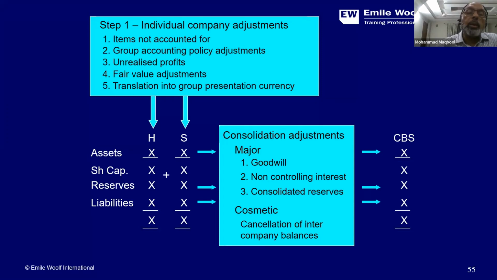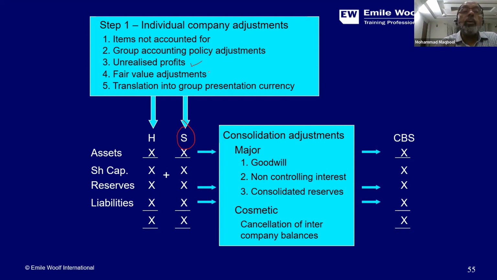You have to adjust the share for the account first, before you start consolidating. Unrealized profit is there, right? So you have to adjust the unrealized profit. You may have to reduce the stock figure and increase the cost of sale figure for that. In this way you make that adjustment in the individual company.